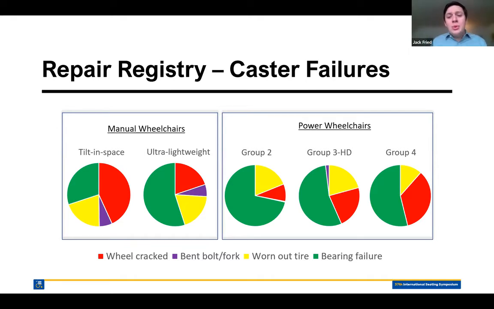So we also got to look at just group 3 HD across multiple manufacturers, and their failure distributions were very, very similar. So these might be trends that we could see across other manufacturers too. So what it's kind of telling us is that users who require a higher level of seating support and have more complex rehabilitation needs are at a greater risk of experiencing caster breakdowns that can cause user injury and other adverse consequences. So we wanted to start addressing some of those issues we saw, whether it be through maintenance or quality testing. We can go to the next slide.